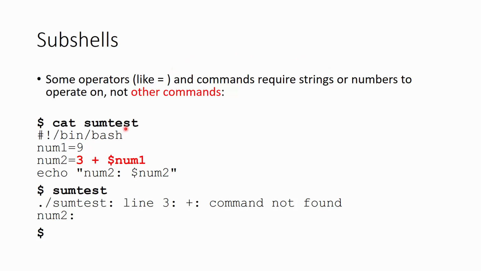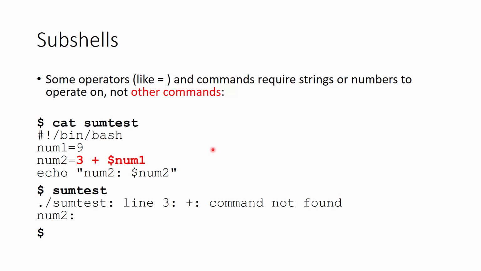So here's my sample program, and this one is called sumTest. In sumTest, I have my shebang line, and then I'm setting my first number equal to 9, my second number equal to 3 plus num1. And this doesn't work. When I try to run this thing, even though I've got an echo statement after the fact, I get an error that says sumTest on line 3, 1, 2, 3, the plus is saying command not found. So it essentially tried to take 3 and store it in here, but that didn't work because it tried to evaluate plus as a whole separate command. It didn't do this evaluation and then store it in, which is what we thought it would do.